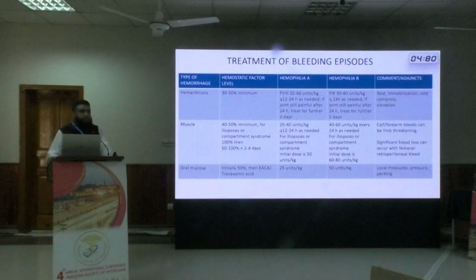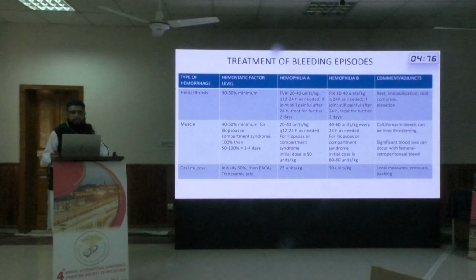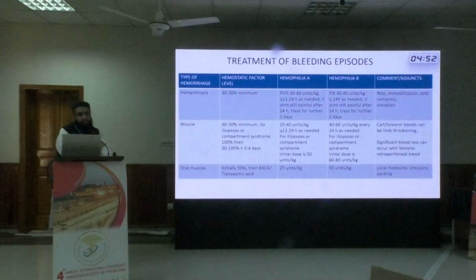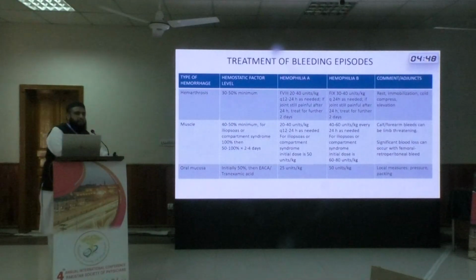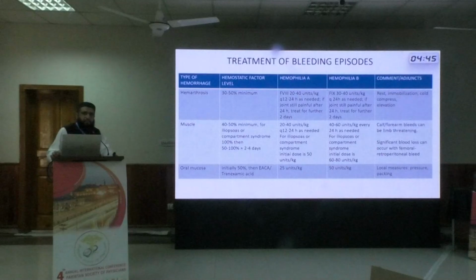Cold compression should be given for 15 to 20 minutes every 4 to 6 hours. Whenever there is no response after 24 hours, the joint is still bulging and tense, and there is neurovascular compromise, we should go for arthrocentesis under factor 8 or factor 9 cover, that is 30 to 50 international units per kg. If the pain and all the symptoms subside within 8 hours, it is termed an excellent response.